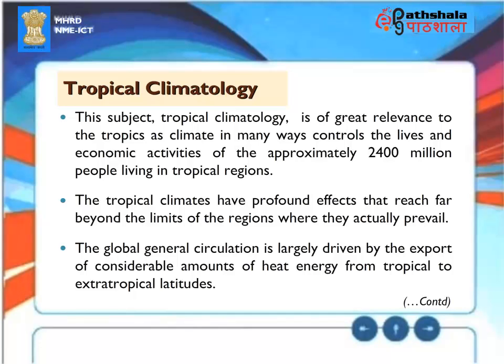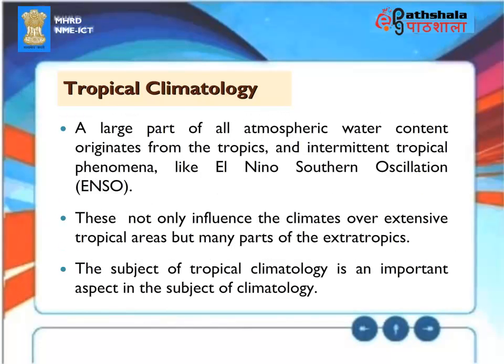The global general circulation is largely driven by the export of considerable amounts of heat energy from tropical to extratropical latitudes. A large part of all atmospheric water content originates from the tropics, and intermittent tropical phenomena like El Nino Southern Oscillation, or ENSO, not only influence the climates over extensive tropical areas, but many parts of the extratropics. The subject of tropical climatology is an important aspect in the subject of climatology.